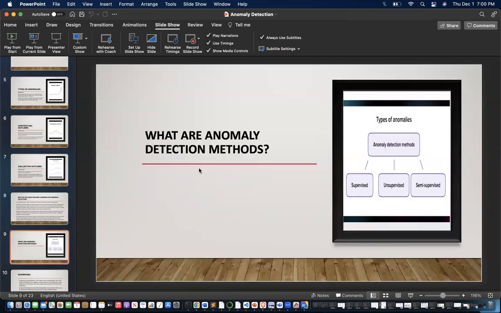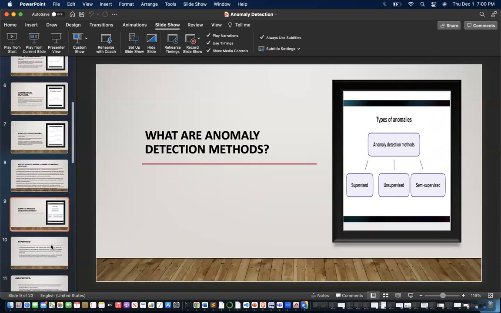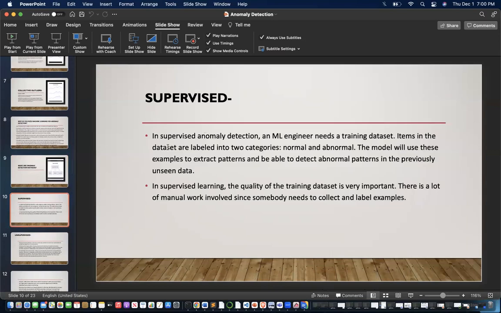What are anomaly detection methods? They are supervised, unsupervised, and semi-supervised. Firstly, supervised anomaly detection. An ML engineer needs a training dataset. Items in the dataset are labeled into two categories, normal and abnormal.